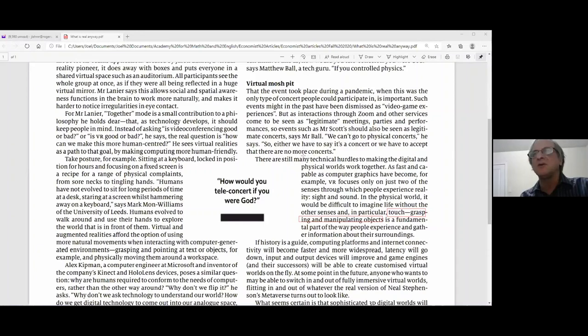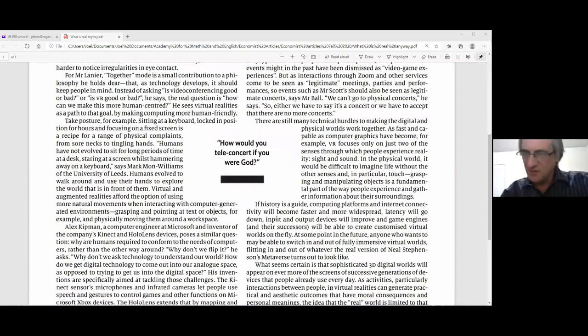There are technical hurdles to bring the digital and physical worlds together. The computer graphics have become very real, but they only focus on sight and sound. That's not a complete world for us, because we like to touch, we like to grasp, and the sense of smell. We can't do that right now, but that could be coming in the future, in the real virtual world. Okay, so let's continue on.